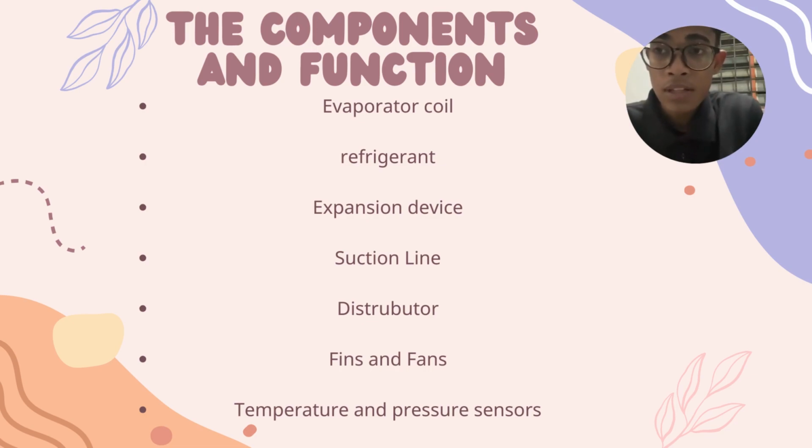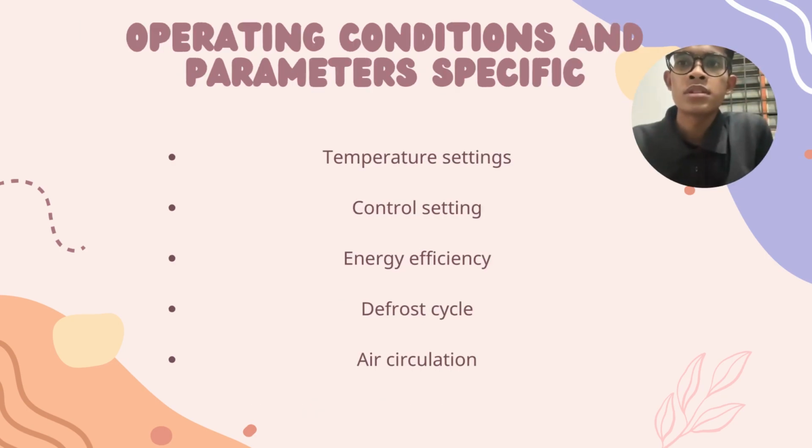And the last one is the temperature and pressure sensor. For monitoring and control purposes, temperature and pressure sensors may be mounted at different locations inside the refrigeration system. For the operation conditions and parameter specifics, we have 5 operating conditions.